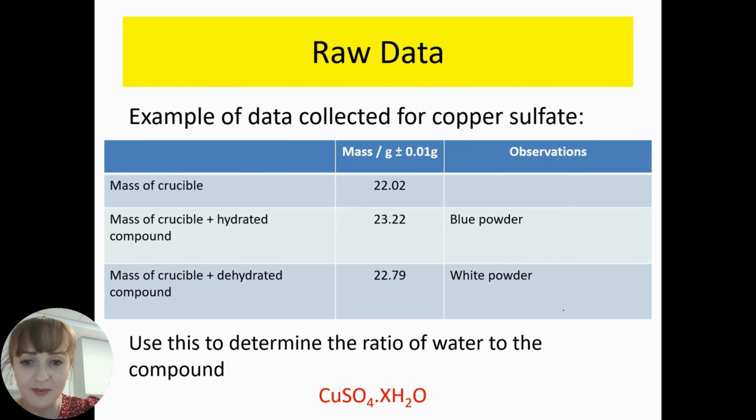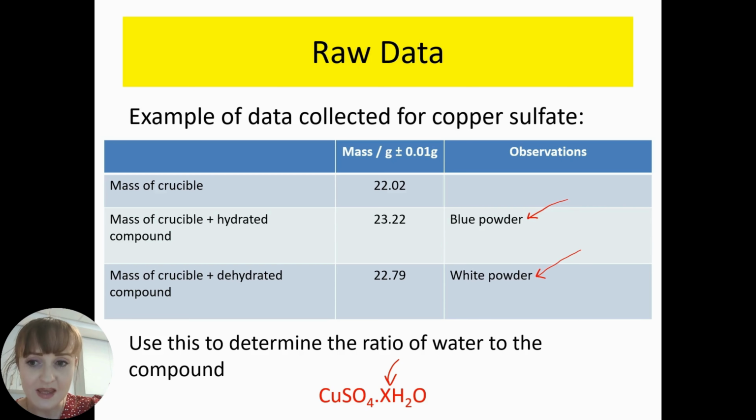We notice that the qualitative data for this is that it starts as a blue powder. It's a common misconception that students have that the hydrated version of this must surely be a solution, but not necessarily. It can still be a solid crystal and have water molecules trapped between its ions. So the copper sulfate starts as a blue powder, and when I heat it fully, it should turn to a white powder when all those water molecules have been lost.